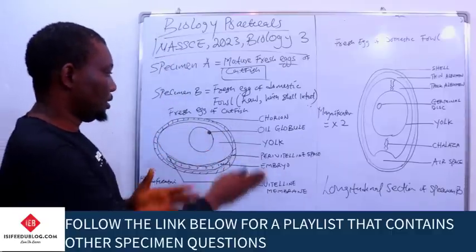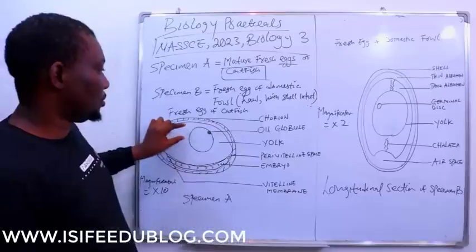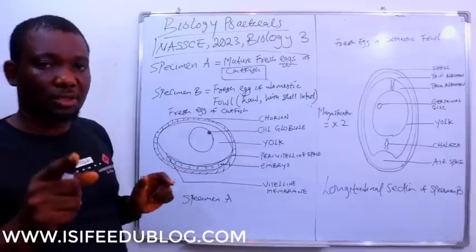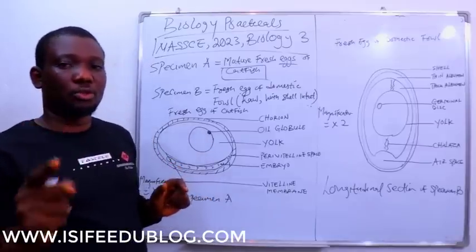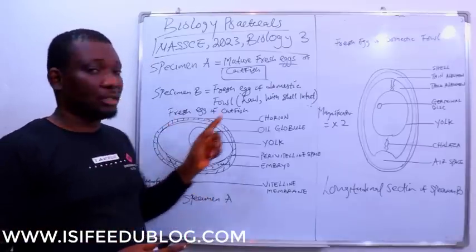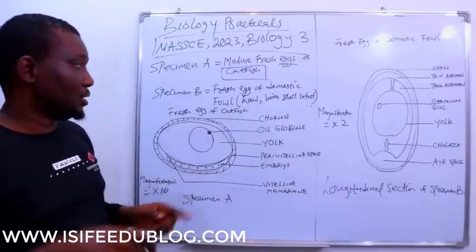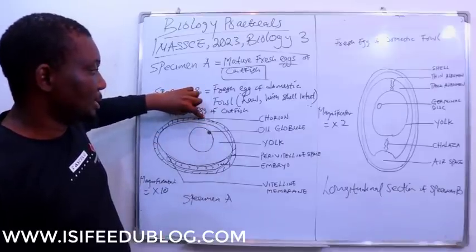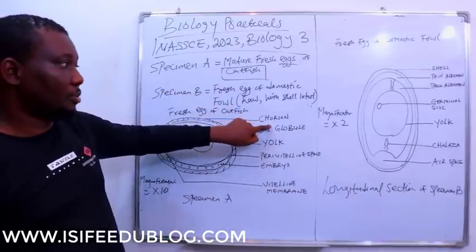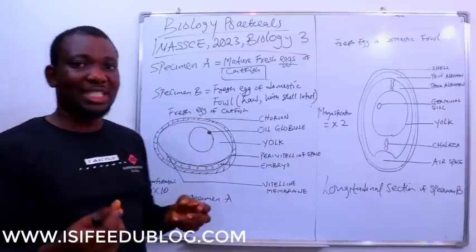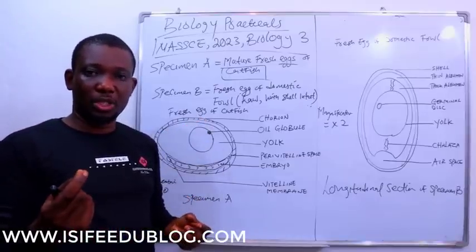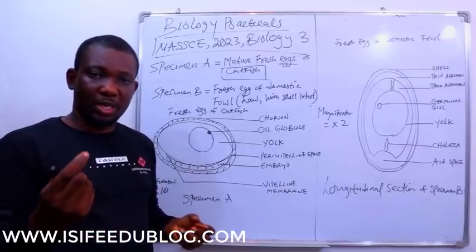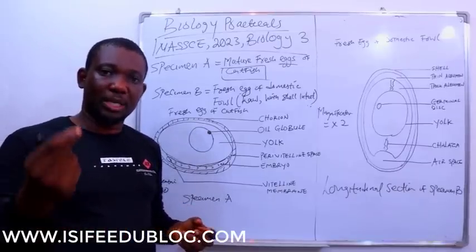Okay, look at what you see here on it. It appears that this one does not have any shell. Bear in mind the examiner is going to ask you to state 2 or 4 structural differences between specimen A and B. One of the structural differences is that in this case, what acts as a wall here is chorion. Okay, but this chorion is not a shell, it's just like a gel-like material. If you touch it, it appears that it's very soft.